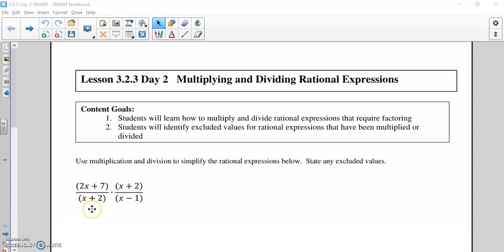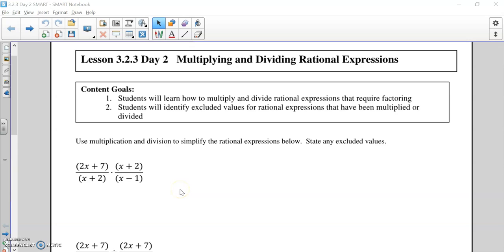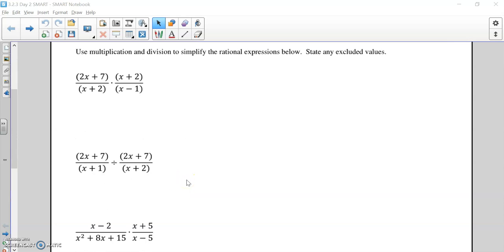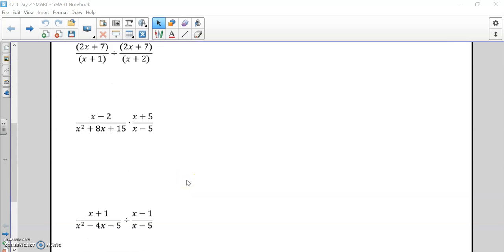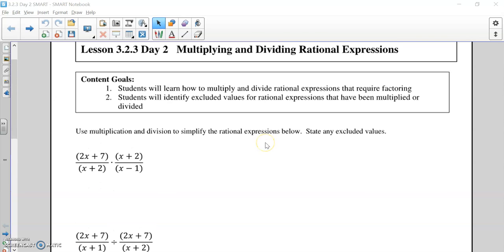Hey guys, welcome to day 2 of multiplying and dividing rational expressions. We are just going to go through 4 examples of these problems, and some of them will include factoring. That's basically what differentiates today's lesson from the one yesterday. Alright, so let's start with this first problem.